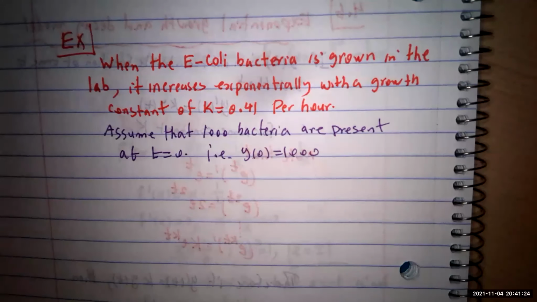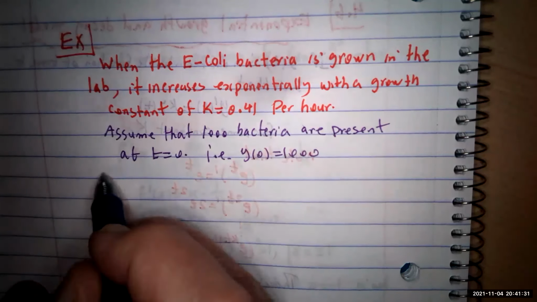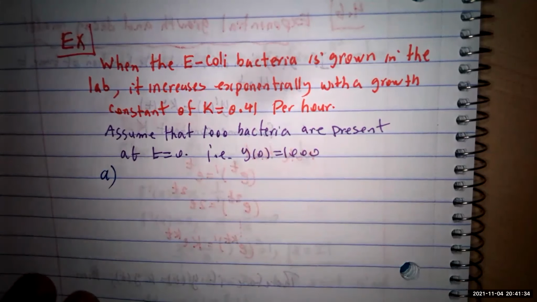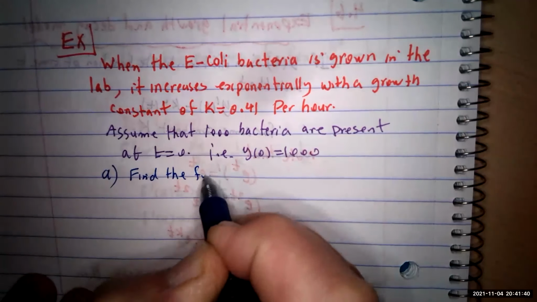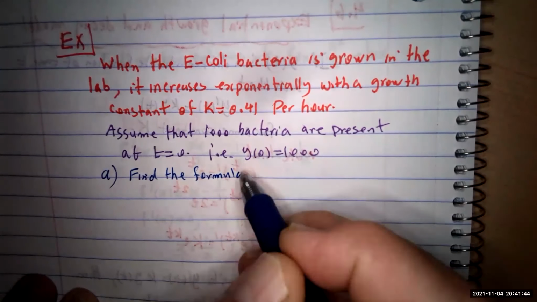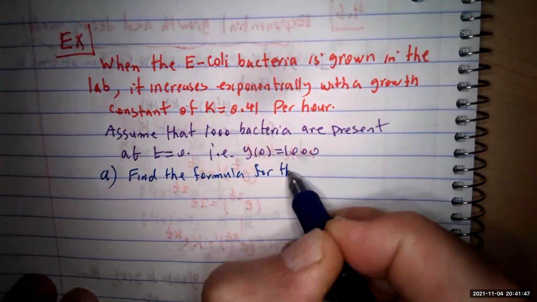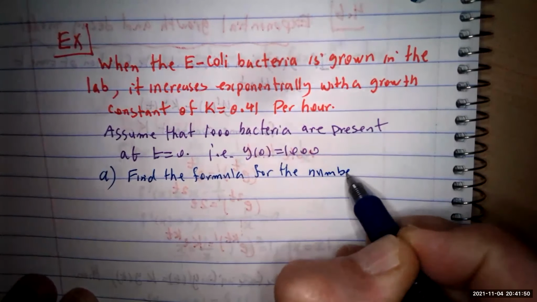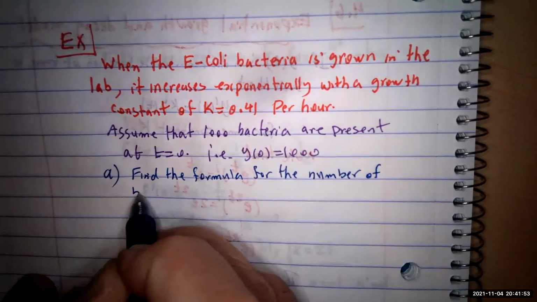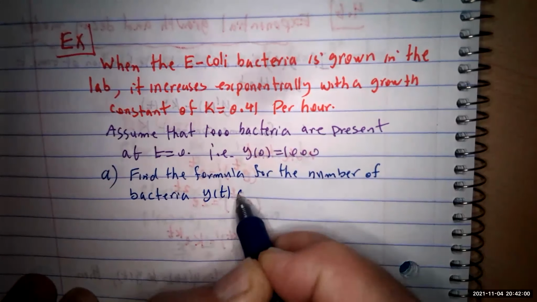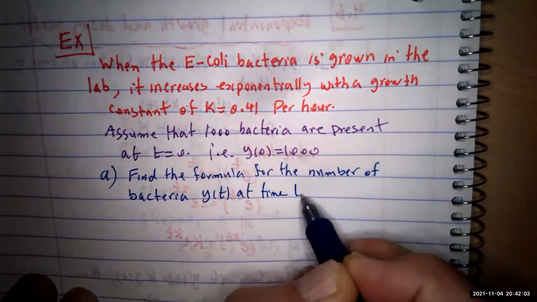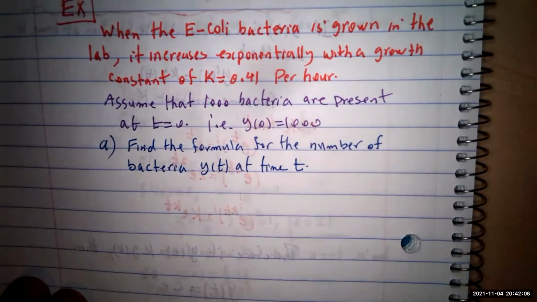So what they would like you to do is the following. The first thing, they ask you to give us a model for this one. Okay, find the formula for the number of bacteria, which is y of t, at time t. This is simply just write the formula. I do it one step by step. I just go on.